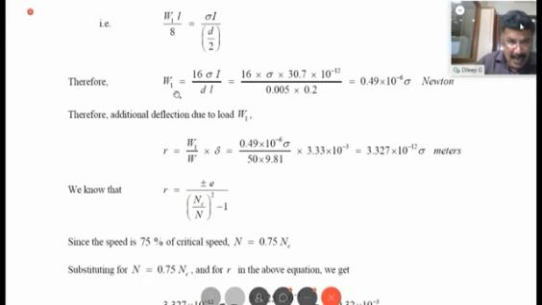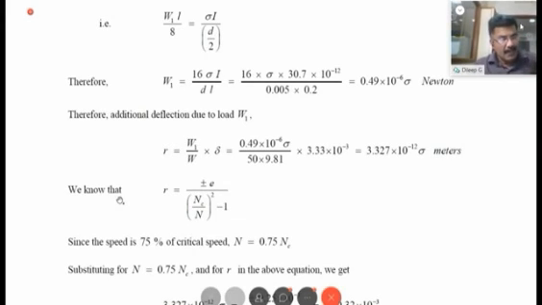Now W1, the dynamic load, we got in terms of sigma max. That is 0.49 × 10⁻⁶. That into delta, 3.33 × 10⁻³, divided by 50. So you got R in terms of this maximum stress.